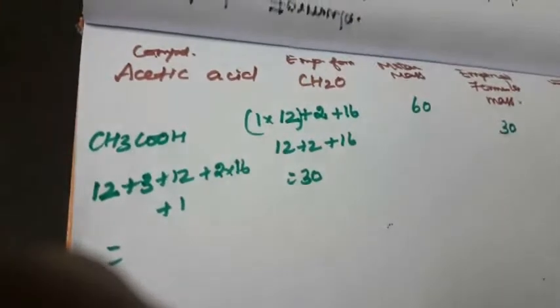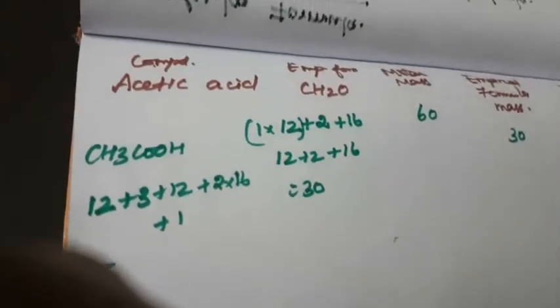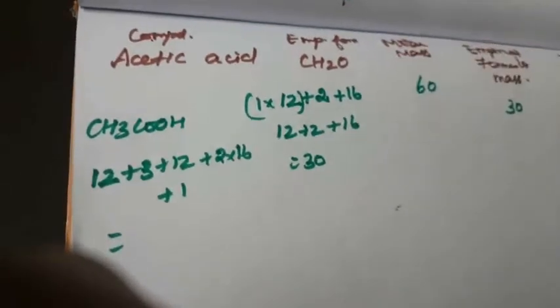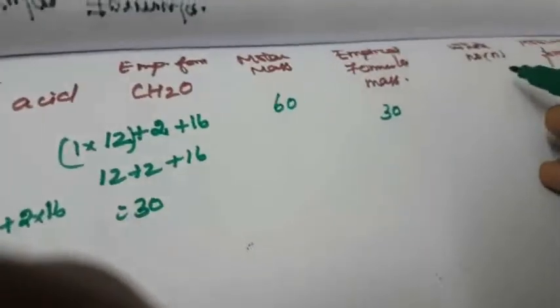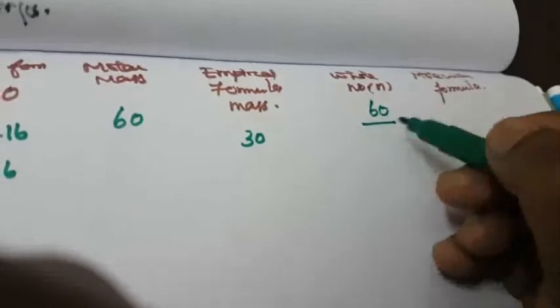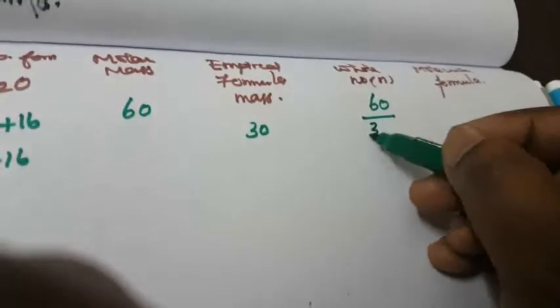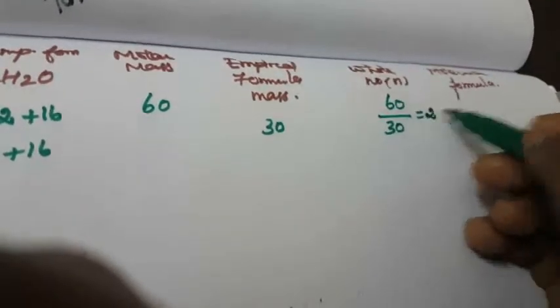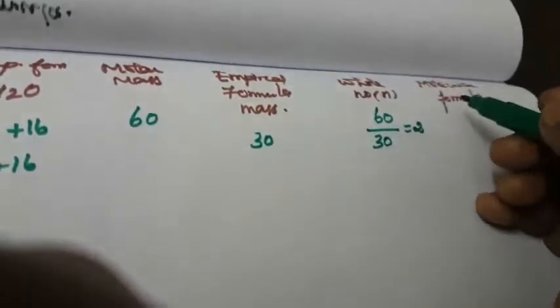How do we calculate the whole number? What is n? As we already studied, n is the molar mass divided by the calculated empirical formula mass. The molar mass is 60, divided by the empirical formula mass 30, so the value of n is equal to 2. Now, what is the molecular formula?